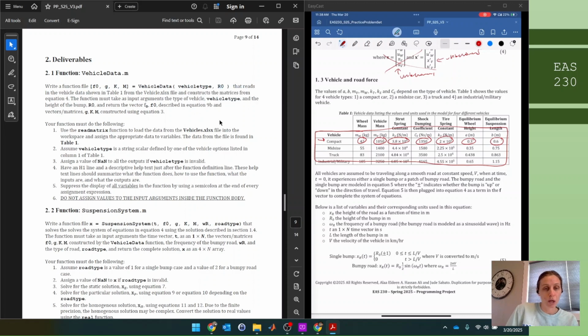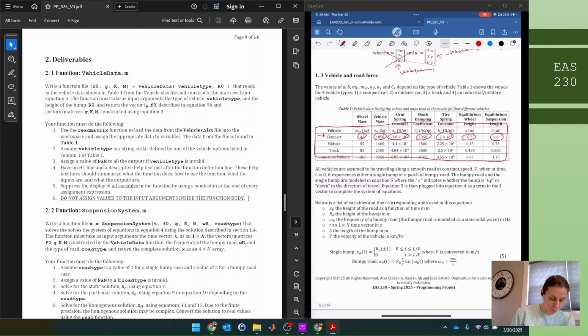Okay, RO is also needed for one of your matrices. So that's our last constant that we need. That doesn't come from the file. Note, you need to have these pieces here. You need to have an H1 line and a descriptive text because you will be graded on your comments for your project because you have more time.